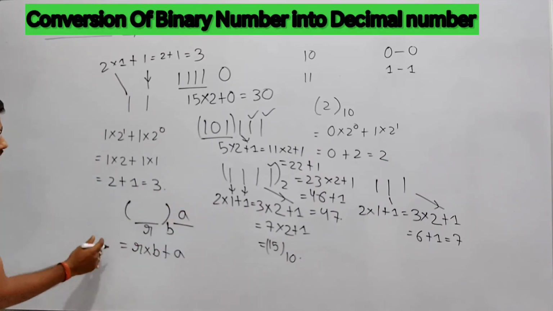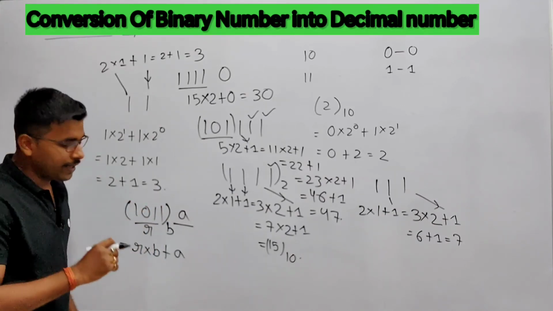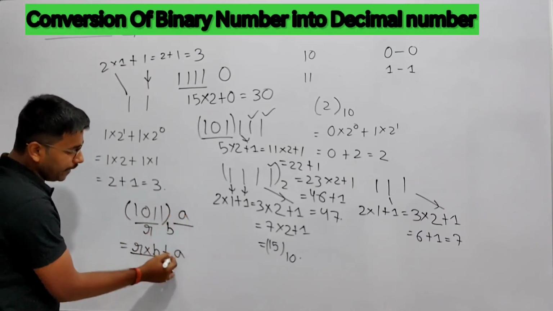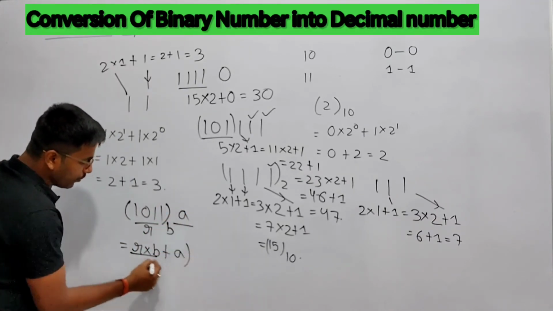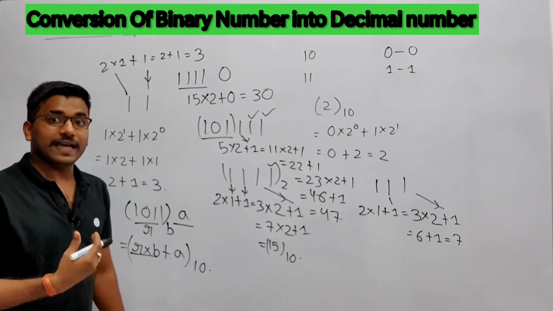So if it is 101 or anything, let us assume its decimal equivalent is r and its base system is b. So r into b you will do, then add a. That way you are going to get the decimal number. See, this way you will get the answer very quickly.